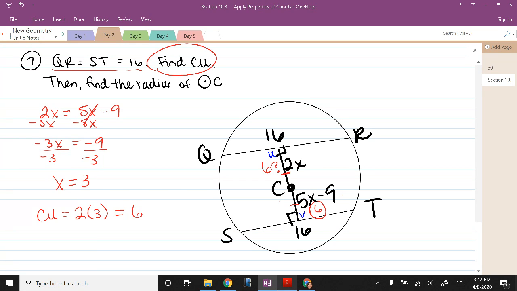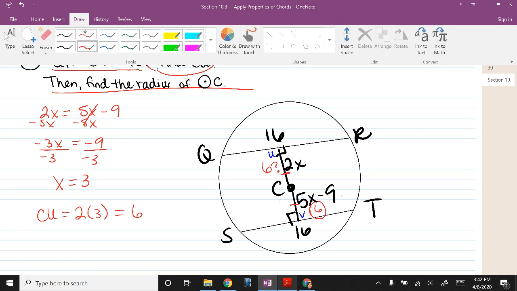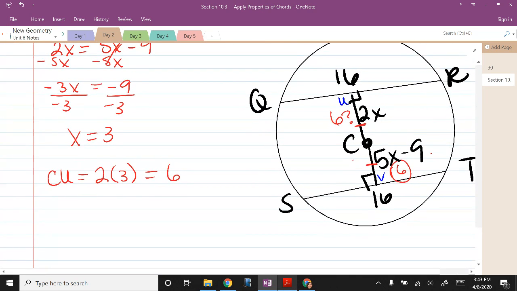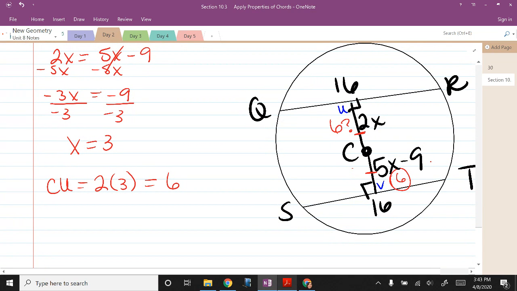Okay. Now, here's the complicated part. Then, find the radius of circle C. Let me change colors here. And I might need to blow my picture back up so we can see. So a radius of circle C is going to be a length from, I'm just going to do it over here because it's easier to see, a length from center C to an outside edge. So CR right here could be a radius.